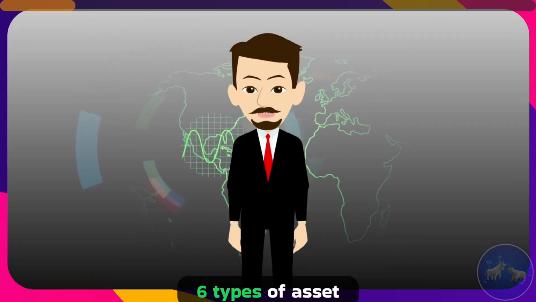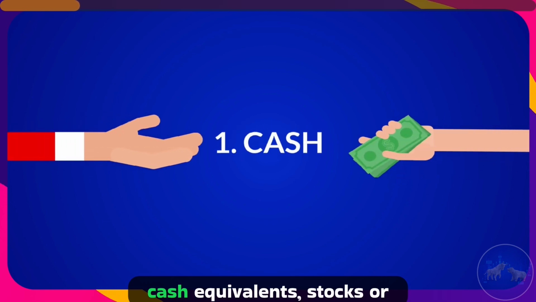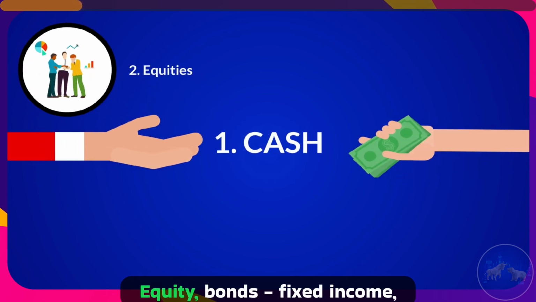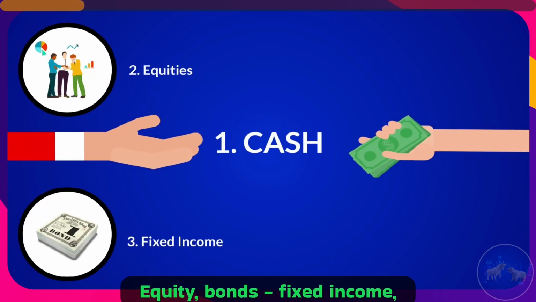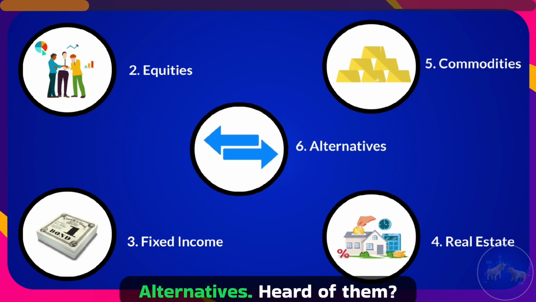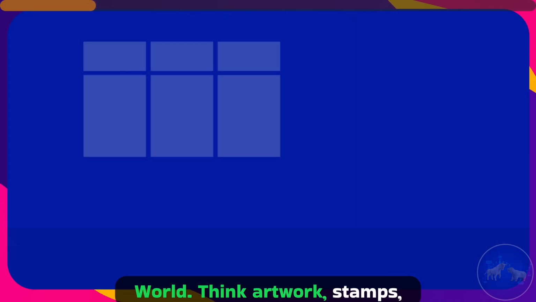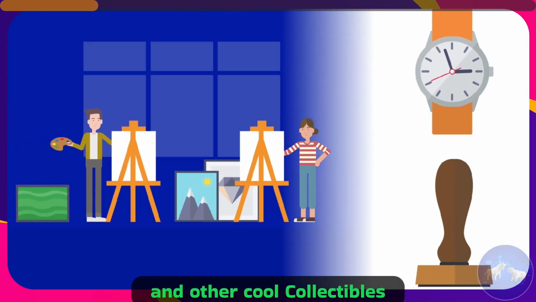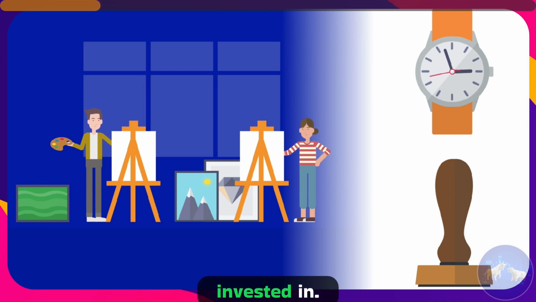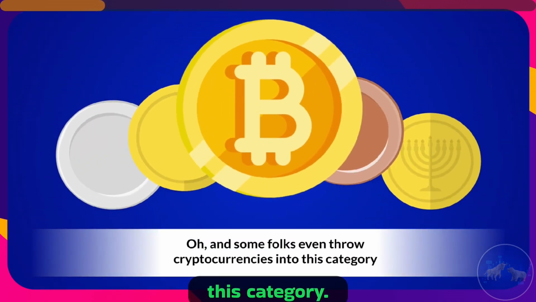Now, there are about 6 types of asset classes you should know about. We're talking cash and cash equivalents, stocks or equity, bonds or fixed income, real estate, commodities, and then there's the mysterious alternatives. Heard of them? Alternatives are like the rebels of the investment world. Think artwork, stamps, and other cool collectibles that can also be invested in. Oh, and some folks even throw cryptocurrencies into this category.